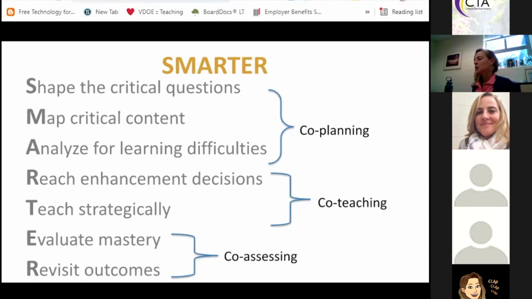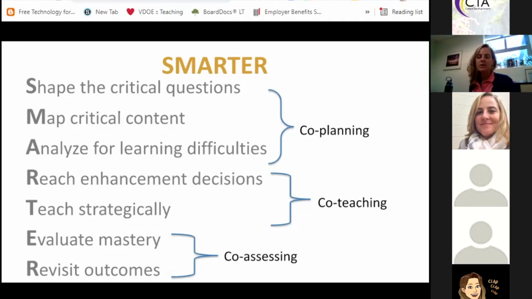One of the things we want to do when we plan is really focus on what it is that we are trying to accomplish, right? What are our goals? What are our objectives? The more intentional we are, the better off our students are. Then we're going to map out the critical content.